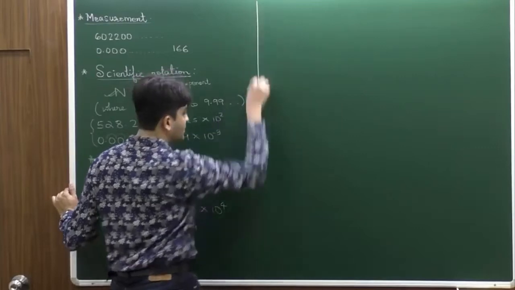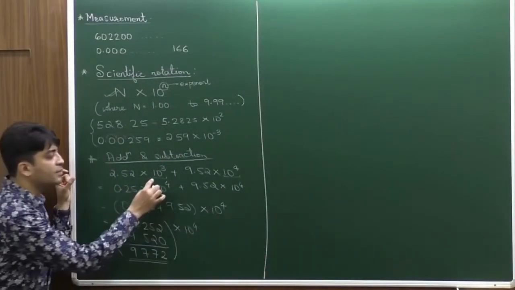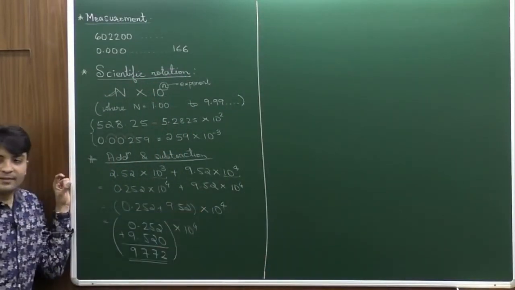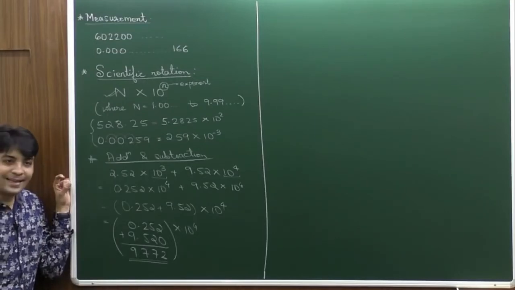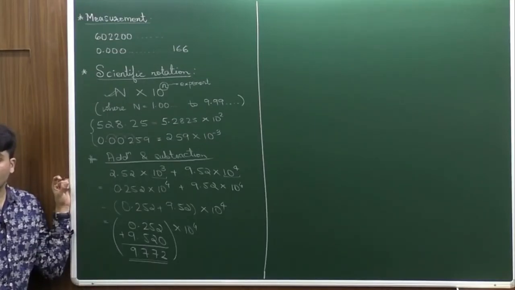लाइकवाइज अगर हम सब्ट्रैक्शन भी करते हैं तो सिंपल चीज क्या है? यू हैव टू टेक द एक्सपोनेंट कॉमन एंड सब्ट्रैक्ट द टू नंबर्स. ठीक है. तो एडिंग एंड सब्ट्रैक्शन में सेम रूल्स अप्लाई होता है.